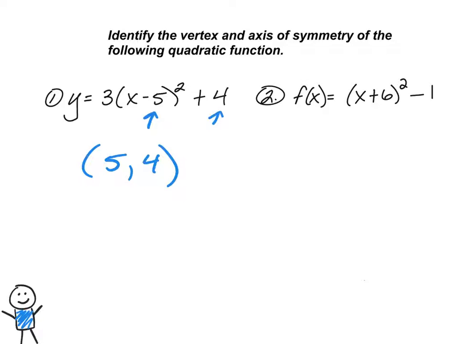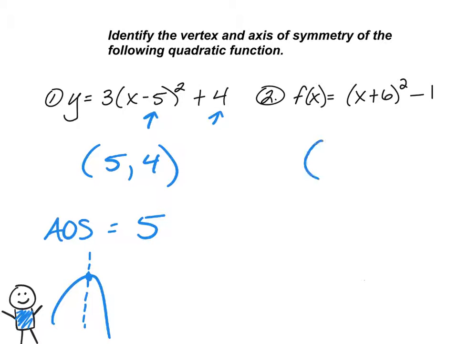Also, don't forget the axis of symmetry. Sometimes it's written as AOS. That's the vertical line that goes right down the middle of your quadratic. It will also go right through the x value of your vertex. So in this case, our axis of symmetry is 5. Let's try example 2. To identify the vertex, it'll be the opposite of this number in the parentheses, which is a negative 6. It'll be the same y value as what's on the outside, which is a minus 1. So there's the vertex of my parabola or quadratic. And the axis of symmetry will always be the same as the x value of the vertex.